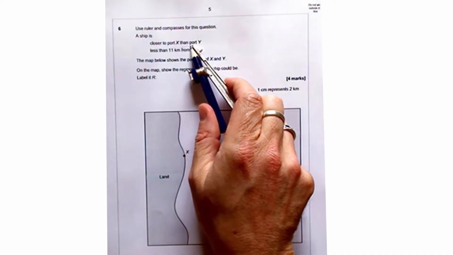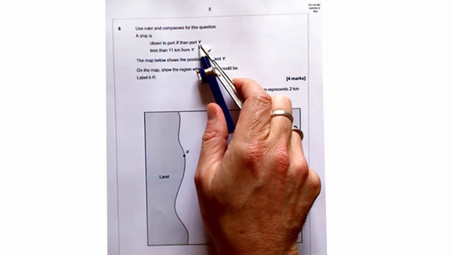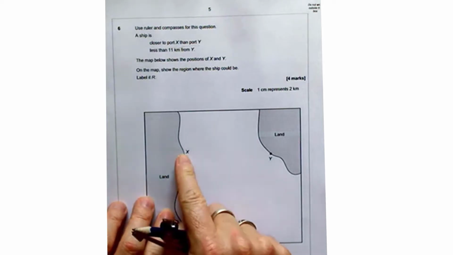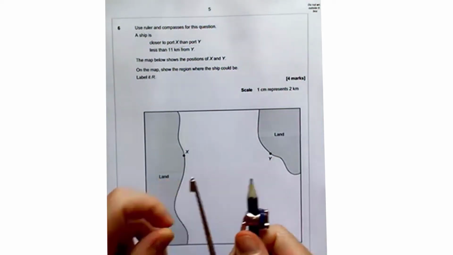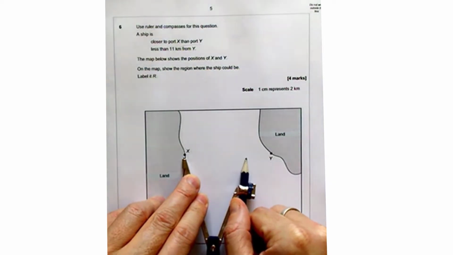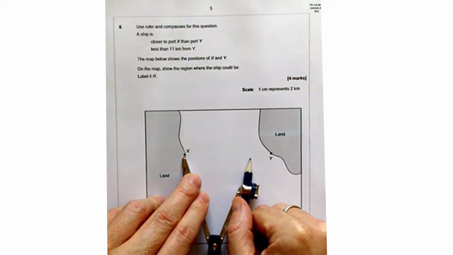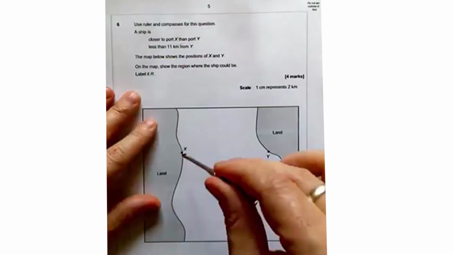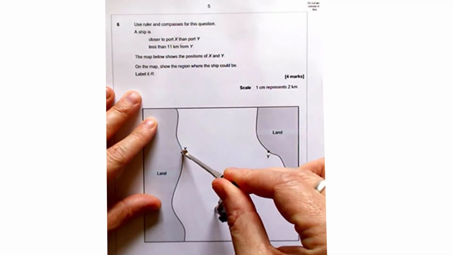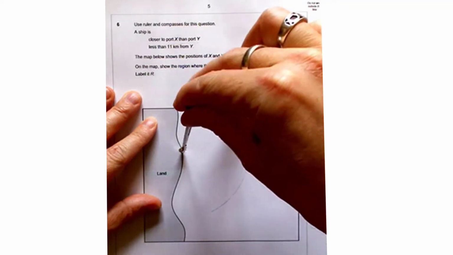So we're going to have to form a loci of points for closer to port X than port Y. Now, the points that are equidistant are going to be the perpendicular bisector of the line XY. So to form a perpendicular bisector, we set our compasses to more than half of the distance between the 2 points, and we draw an arc from X and an arc from Y.